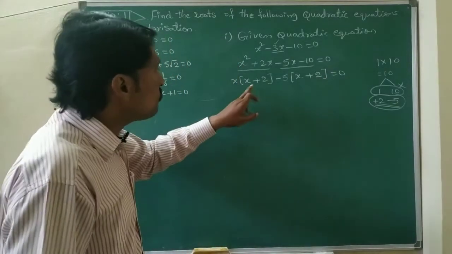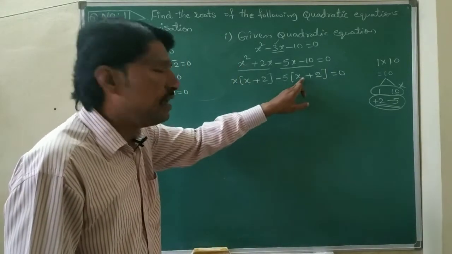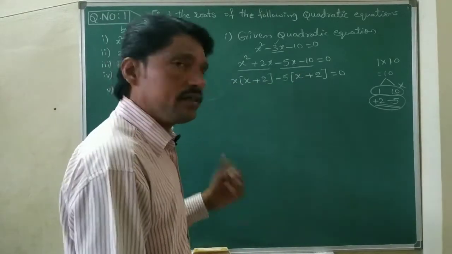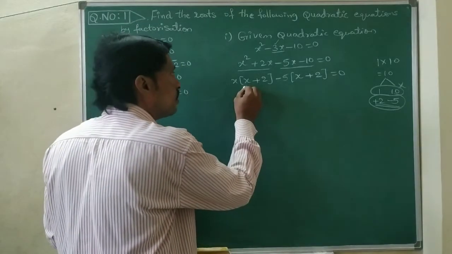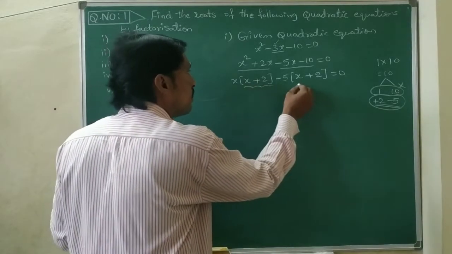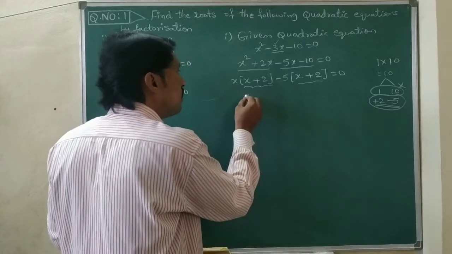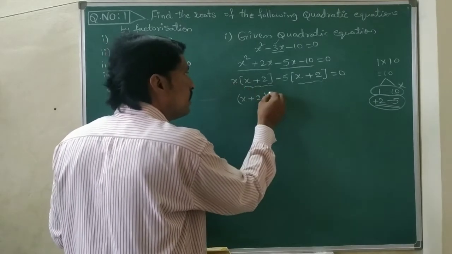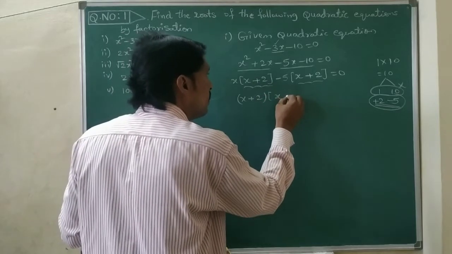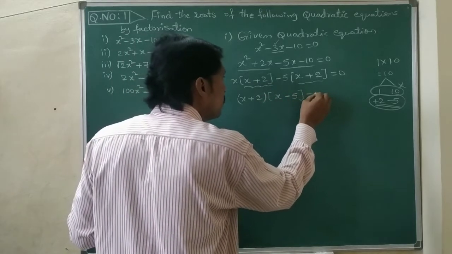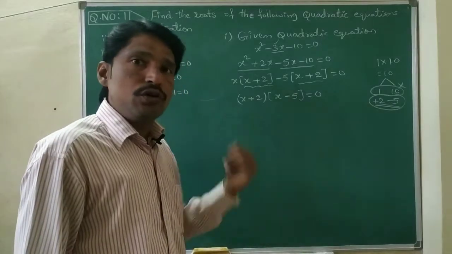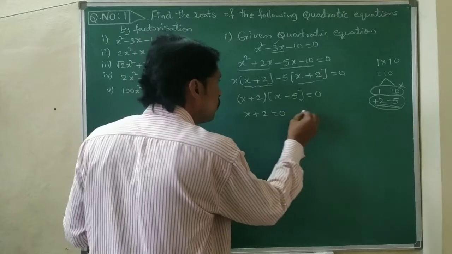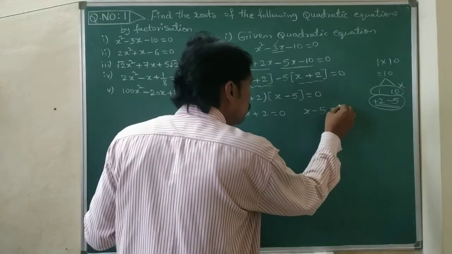Here one more clue: in this bracket, both brackets should be equal. Only then it is correct, otherwise it is wrong. Now again, x plus 2 you can take as common. So I took x plus 2 common. Here x remains, here minus 5 remains, equal to 0. Now you can write each factor individually: x plus 2 equal to 0, x minus 5 equal to 0.